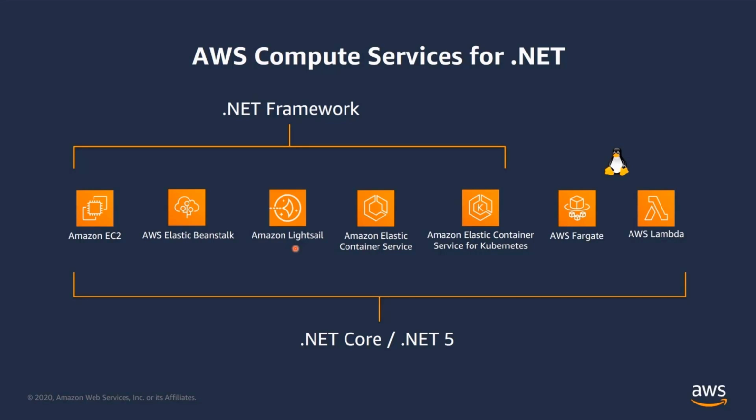Amazon Elastic Container Service. If you have a Docker service, you would use this to deploy that and manage that. If you use Kubernetes, you'd use Amazon Elastic Container Service for Kubernetes.